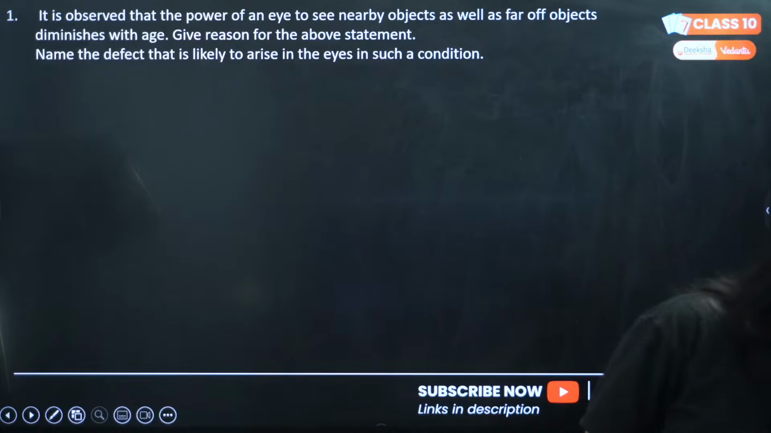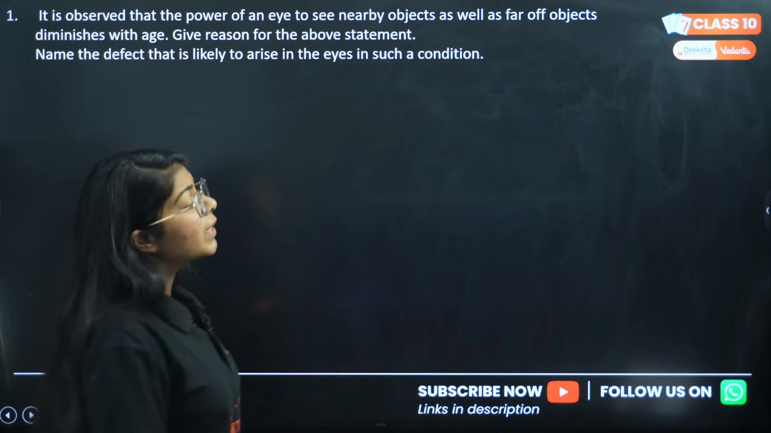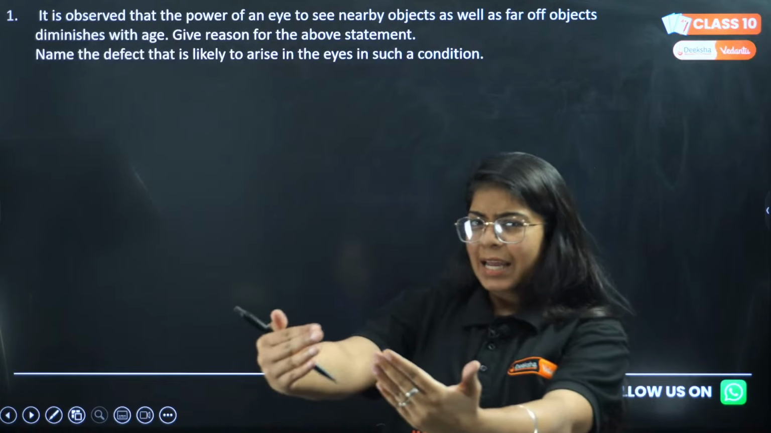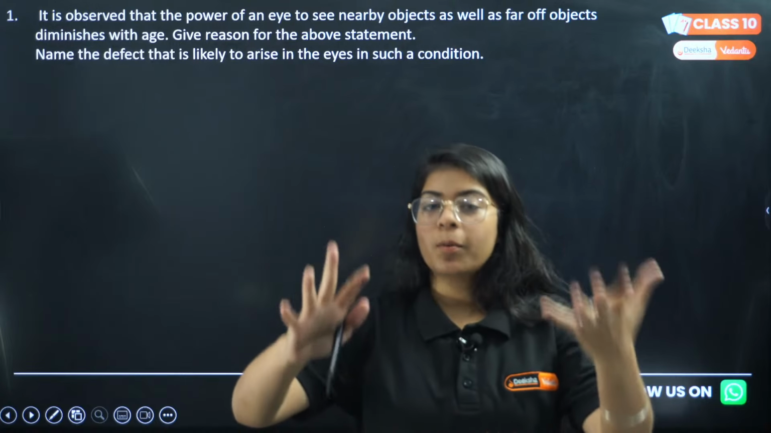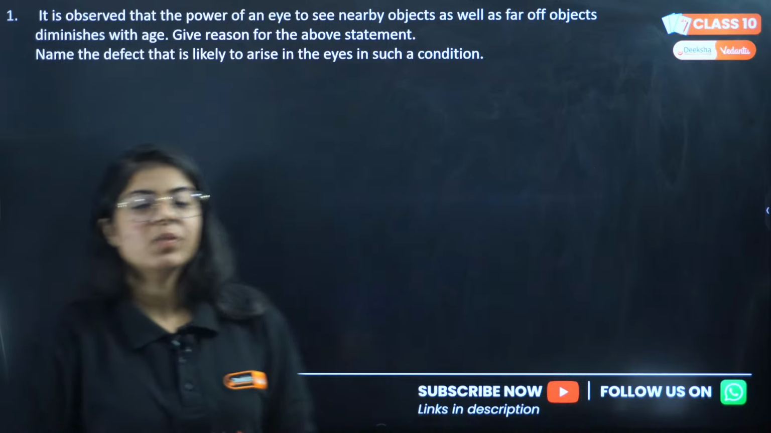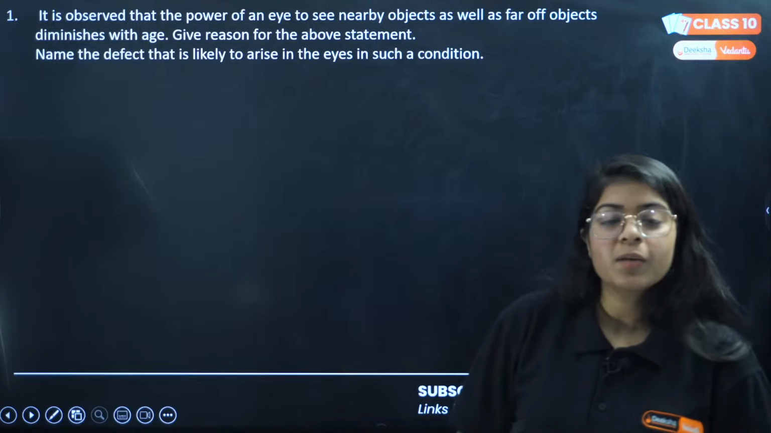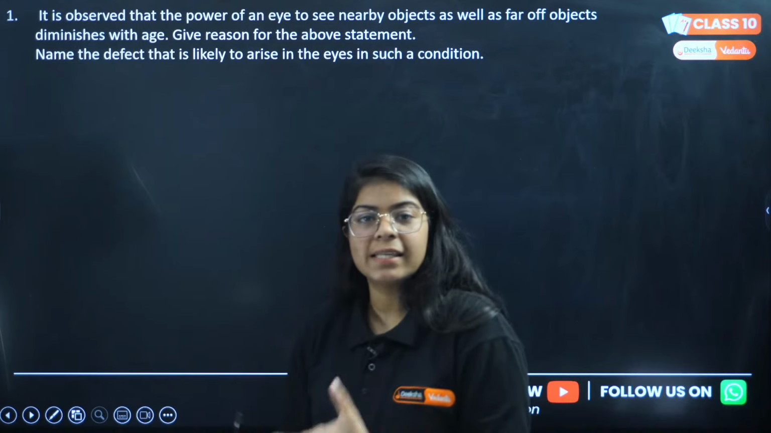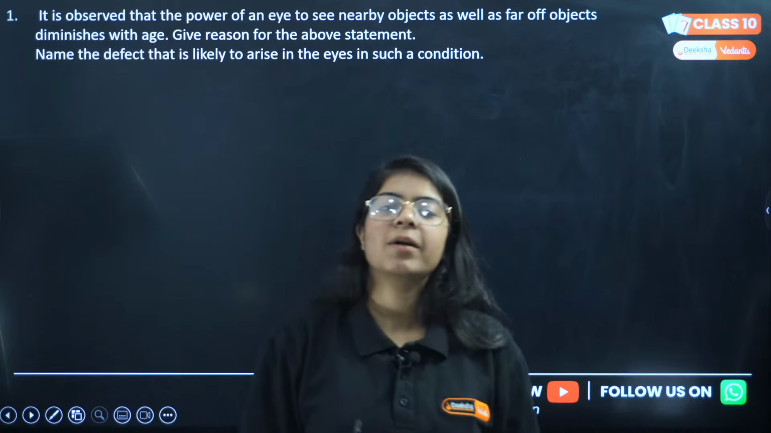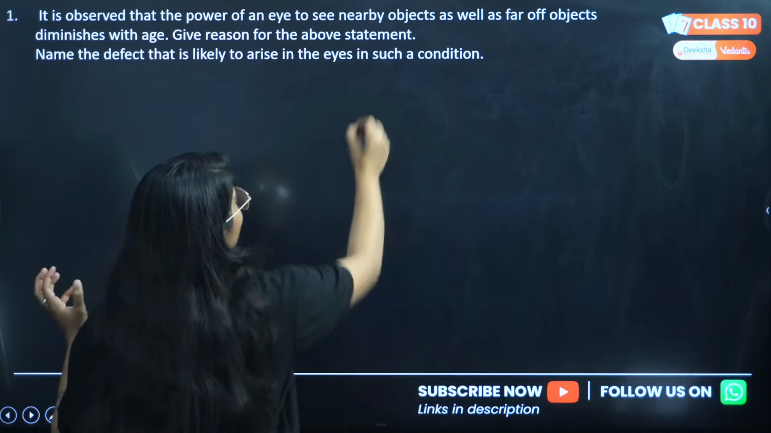Presbyopia. Very good. Sanu is saying presbyopia. That is correct. So with age, what happens? If you've seen your grandparents, they might read the newspaper like this, and they probably won't be able to see far off objects clearly. So what happens with age? Their ciliary muscles get weak, and that's why they can't hold the lens in place properly, and the lens is not able to form the image properly on the retina. Correct?